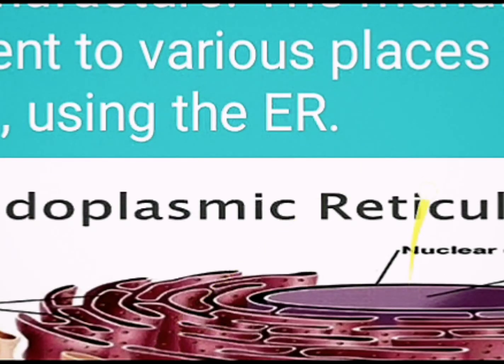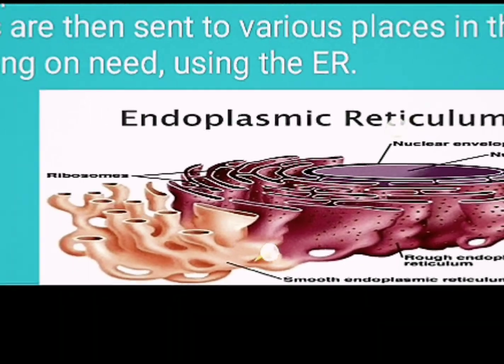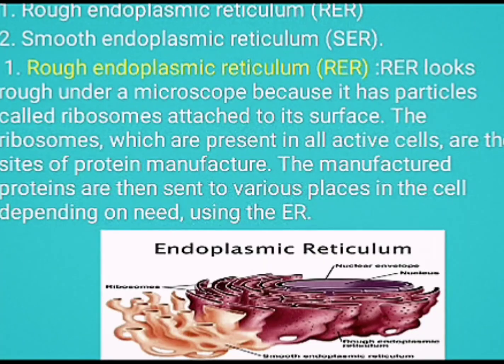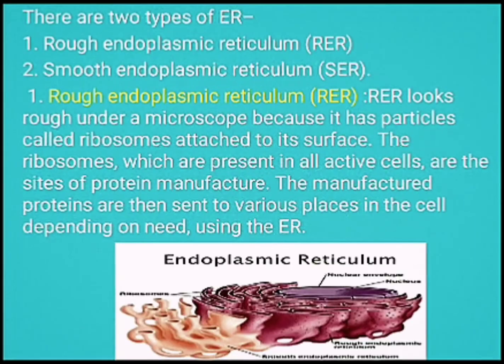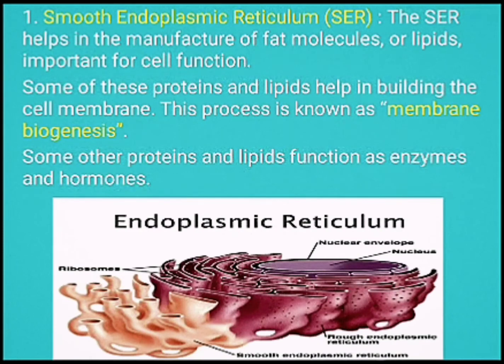Hence you can see this is rough endoplasmic reticulum consisting of small granular structures called ribosomes. These ribosomes are responsible for production of protein. Hence we can say rough endoplasmic reticulum helps in transportation of proteins. Similarly, smooth endoplasmic reticulum. The SER helps in the manufacture of fat molecules or lipids, which are important for cell function.